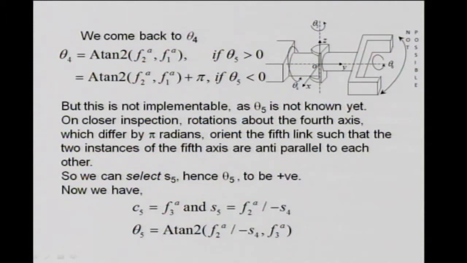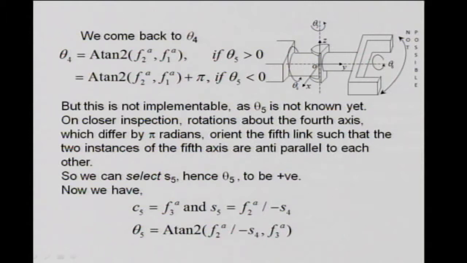So what we do then is that we come back to theta 4. And so we obviously have this solution that theta 4 is atan2(f2a, minus f1a) if theta 5 is greater than 0, and is atan2(f2a, minus f1a) plus pi if theta 5 is less than 0. Now this will not be implementable because theta 5 is not known, right?